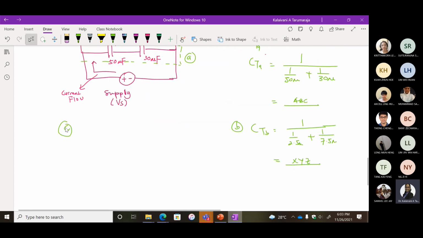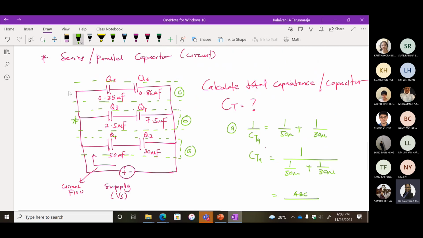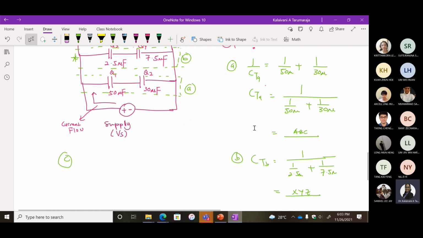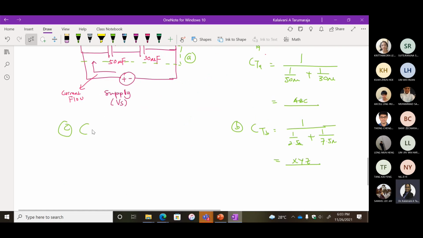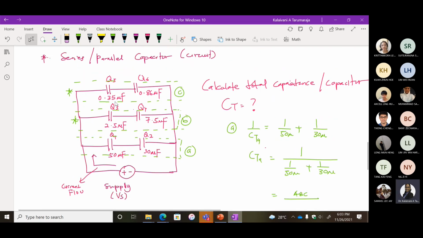Okay, I wrote here as a C section. So it means this part, the C1. I'm going to use the same step. So I did the same step: capacitance total for the C. So it means 1 divided by 1, okay, which is 0.35 micro.